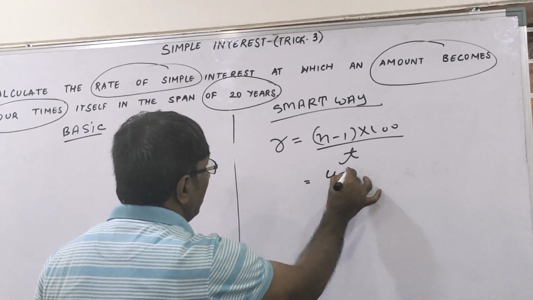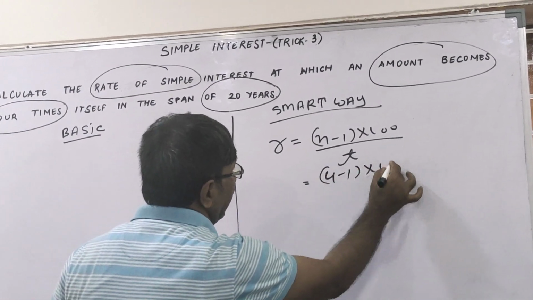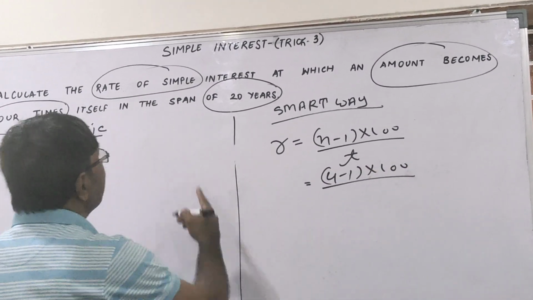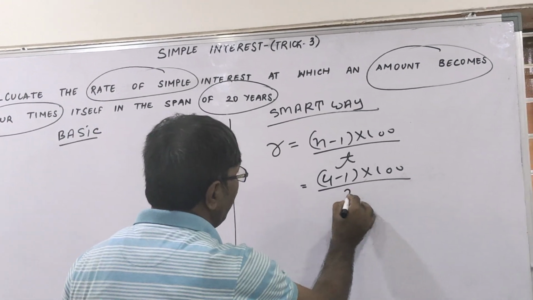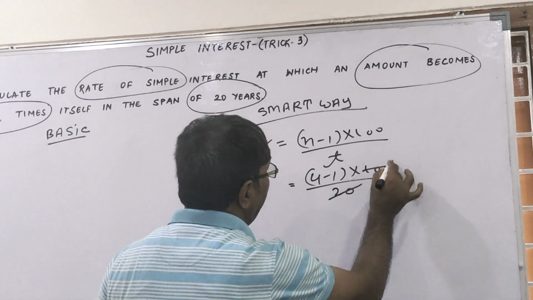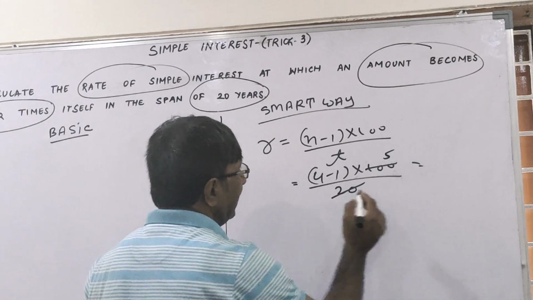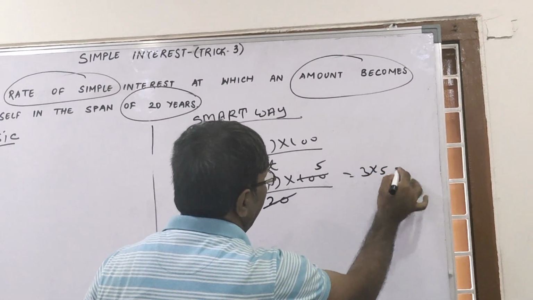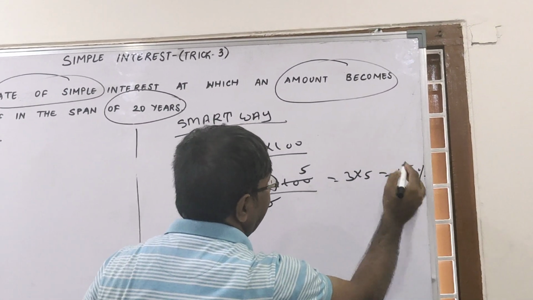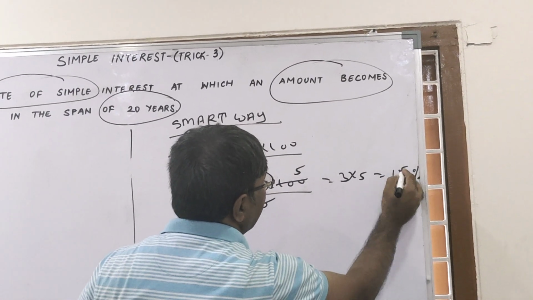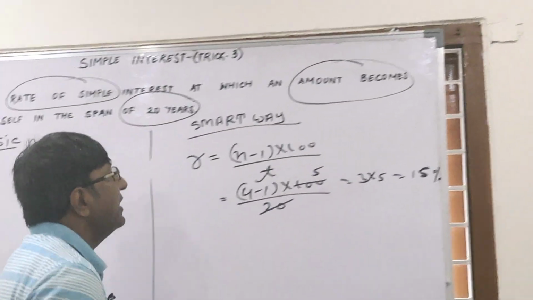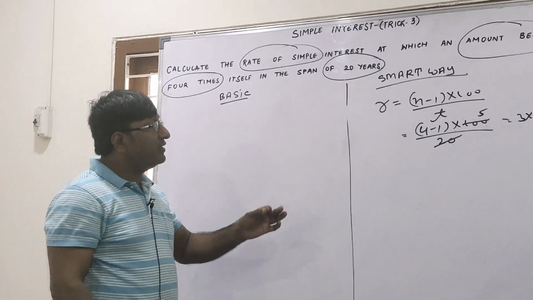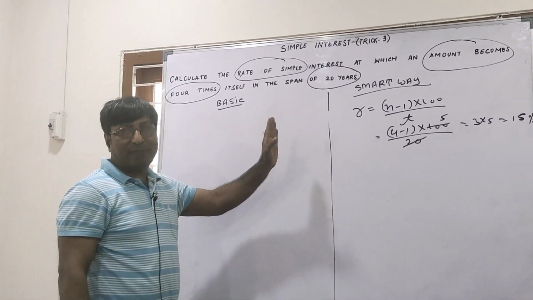So R equals (4 minus 1) into 100, and time is given as 20 years. So 25 is 100, this is 3, so 3 into 5 is 15%. R is always in percent. So 15% is the correct answer. This is the simple technique for this type of question.